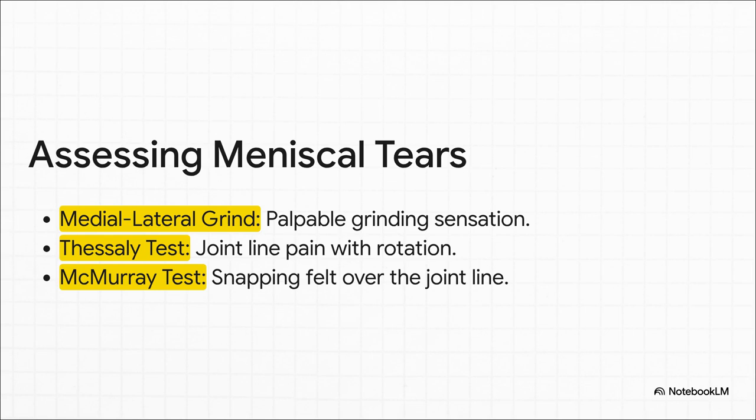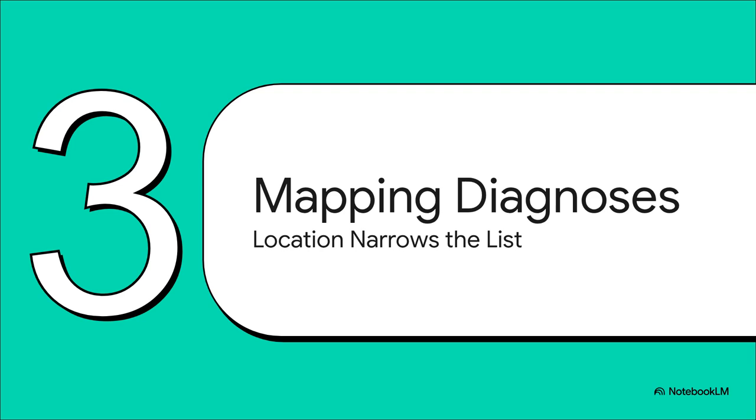So, what if you're thinking meniscus? Well, your goal with the exam is to try and recreate what the patient is feeling, that locking, catching, or pain. These tests, like the grind test, Thessaly, and McMurray, are all designed to do just that. You're trying to provoke that specific click or pain right over the joint line that tells you a tear is likely.